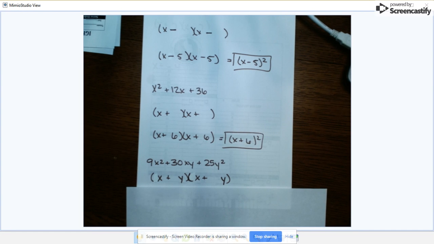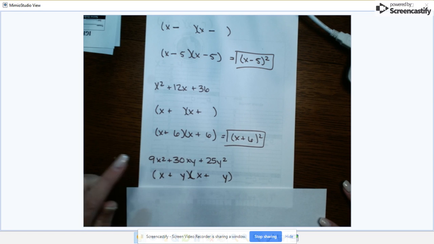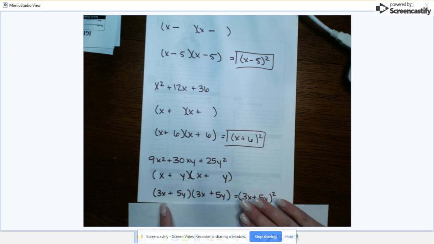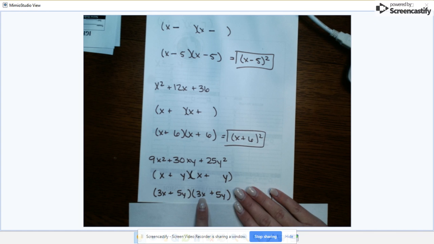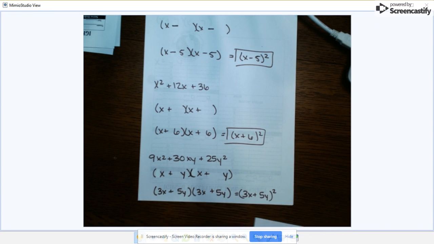So we're looking for, can I take a number times itself to get 9, and can I take a number times itself to get 25? And we can. We can take the square root of 9 to get 3 and the square root of 25 to get 5. So here we have 3x plus 5y times 3x plus 5y. And if we were to FOIL and check our work, we would get a 9x squared plus 15xy plus 15xy plus 25y squared. And we know 15xy plus 15xy is what would give us our 30xy. This, however, can be simplified to write 3x plus 5y squared.